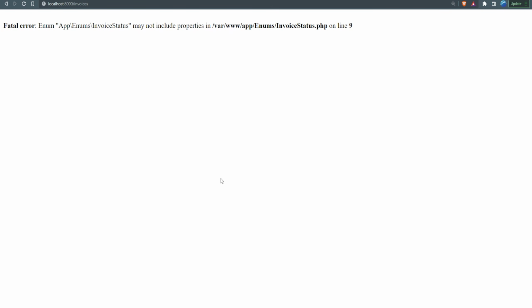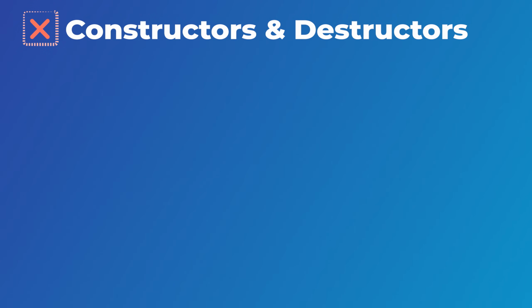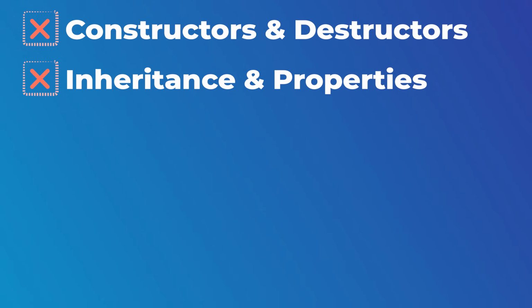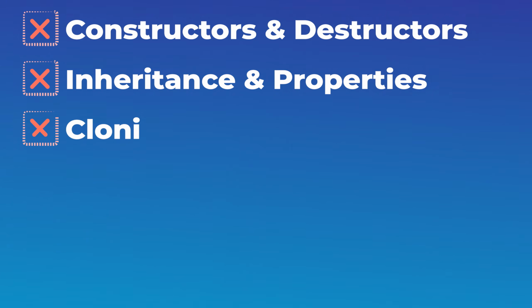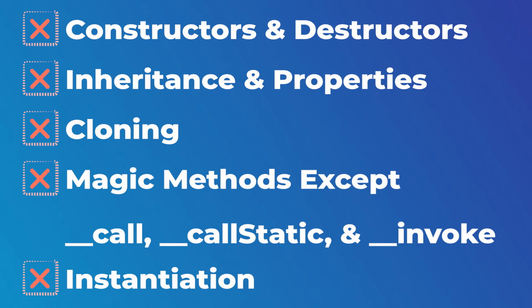Speaking of restrictions and caveats, let's review some of the things that you can and can't do with enums. Enums can't have state, so no constructors or destructors are allowed. Inheritance and properties are also not allowed. You can't clone an enum case because cases are singleton objects, as I mentioned before. Magic methods are not allowed except for __call, __callStatic, and __invoke. You can't instantiate enum cases directly or via the Reflection API.